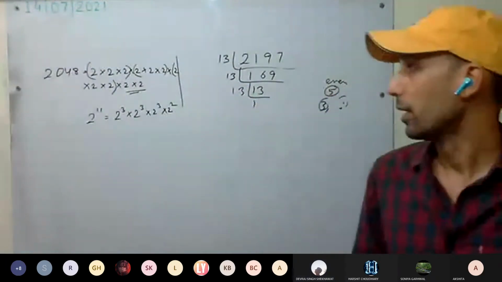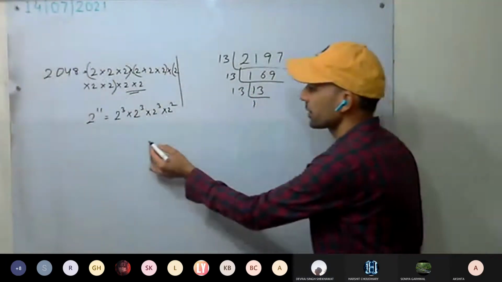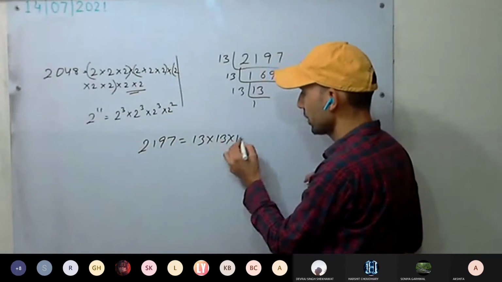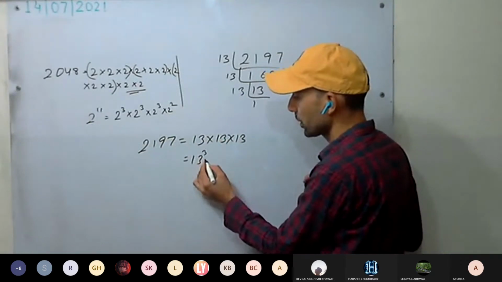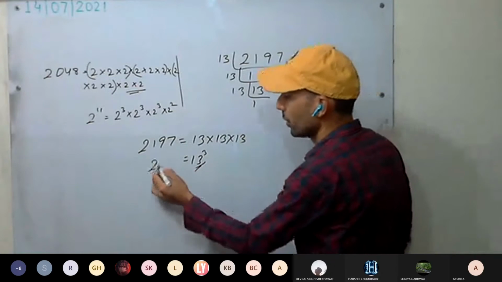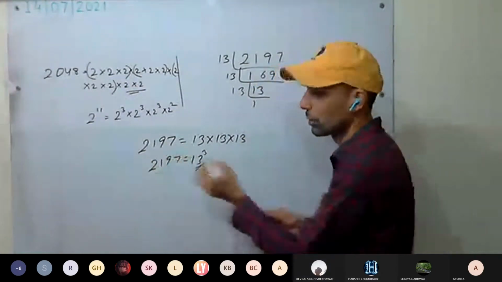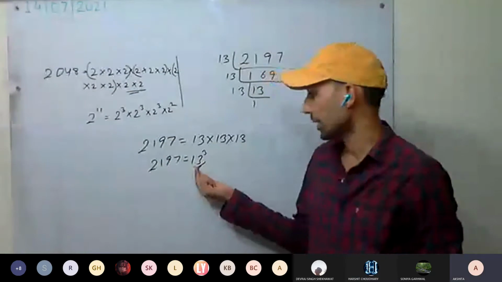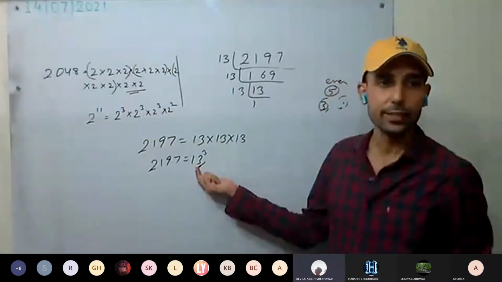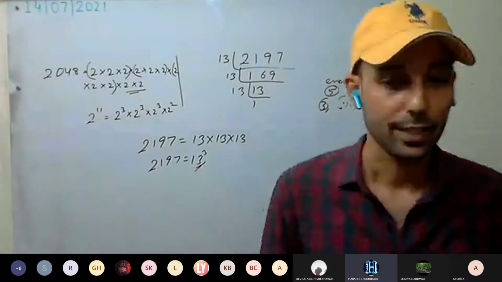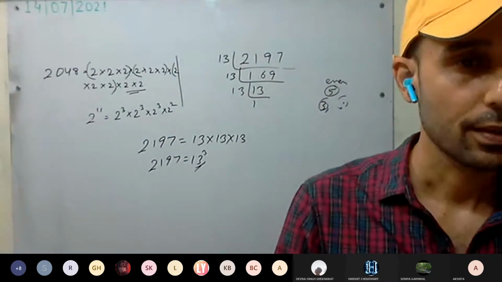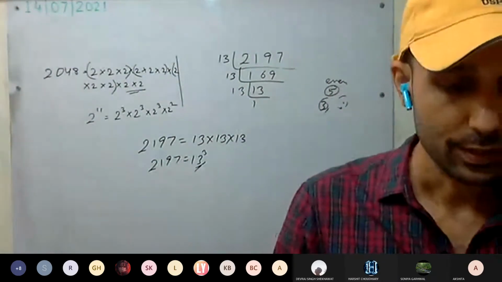Okay, so 2197 we can write as 13 into 13 into 13. It is 13 cube. So is it a perfect cube? Yes, sir. And whose cube is it? It is the cube of 13. Have you all understood this one?